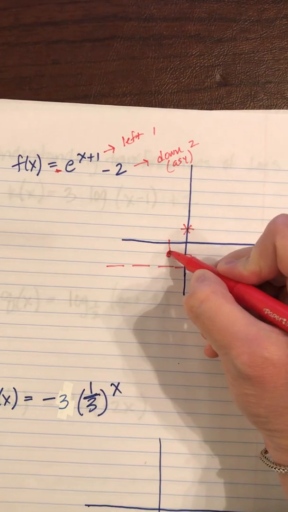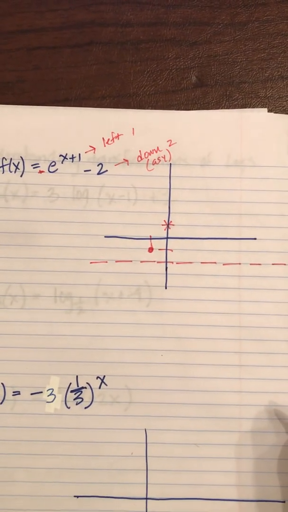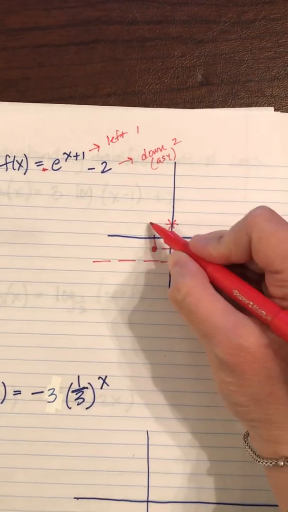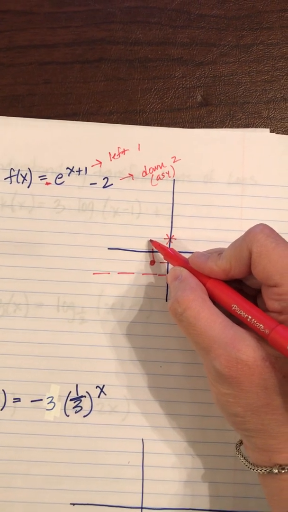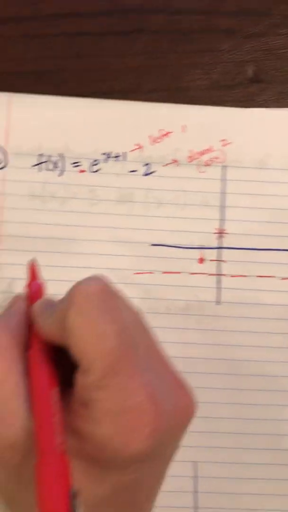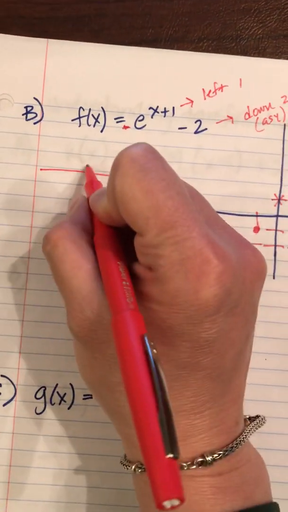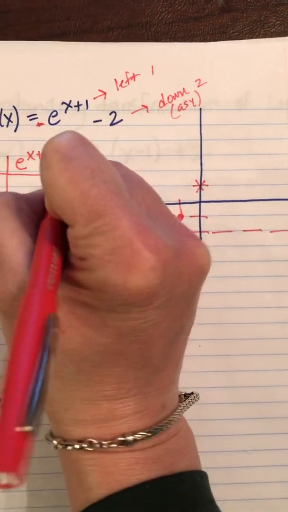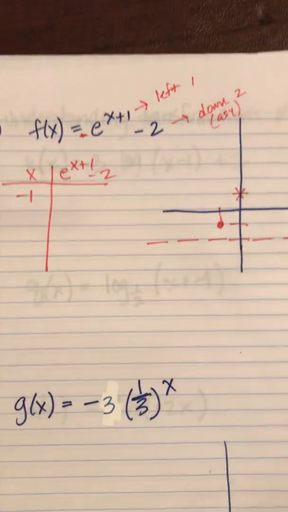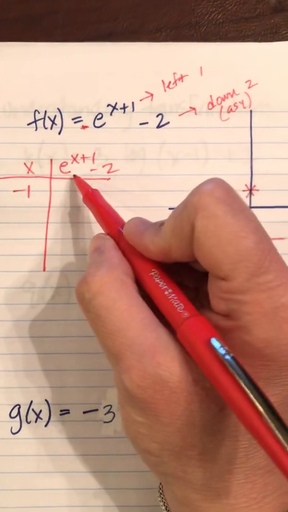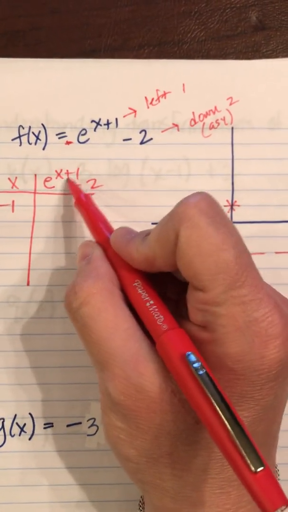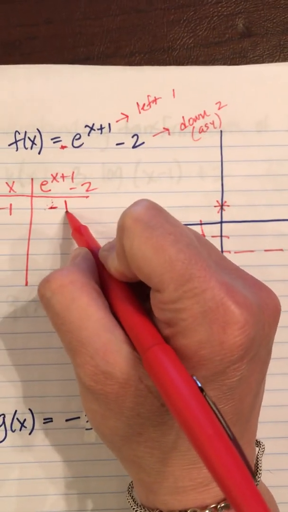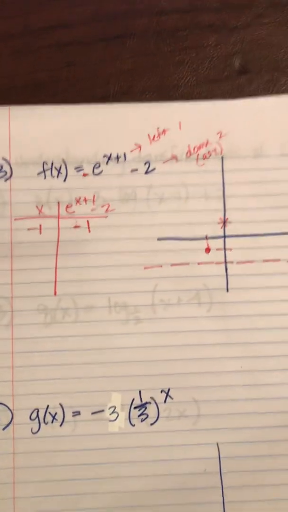1, 2. So I end up at this point here, which happens to be the point -1, -1, I think. All right, I'm going to have to use a calculator for this one. So this is my table. If I plug in the point -1 for x, I should get e to the 0 power. Well, anything to the 0 power is 1, and 1 minus 2 is -1. So that gives me that value.